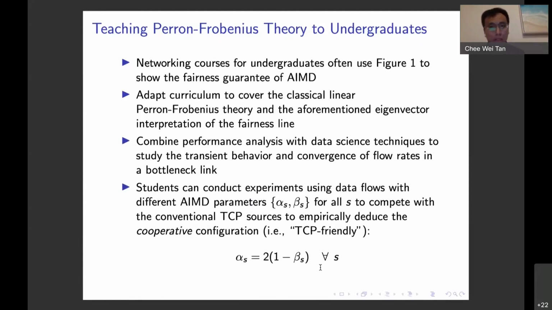I think they could understand linear Perron-Frobenius theory because it is found in the Google PageRank algorithm. It is used in Markov chains. And certainly, I think this is another way to allow students to appreciate the value of theory.